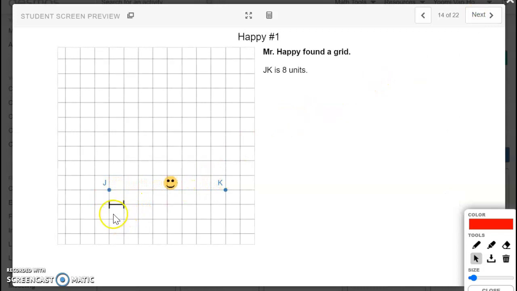All right, now we're given the grid. Is that more helpful? Oh yeah, because now I know that this is 1 unit. I just need to count the squares. So 1, 2, 3, 4, 5, 6, 7, 8. JK is 8 units.